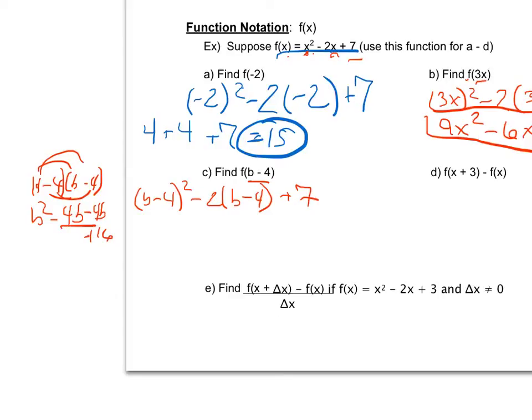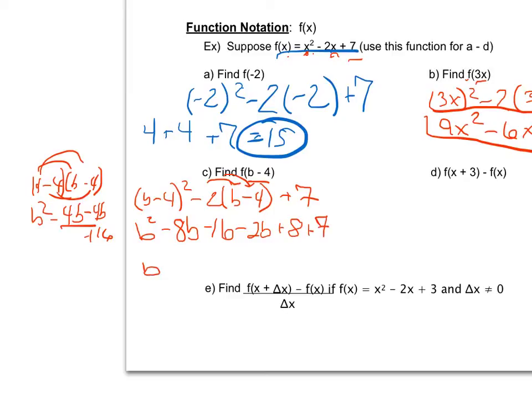And I know my middle terms combine. Awesome. Notice I did not distribute the square into a binomial. Write it twice in FOIL or use a formula. So I now have b squared minus 8b plus 16. That is from this piece only. Now I'm going to distribute my minus 2, giving me minus 2b plus 8 plus 7.